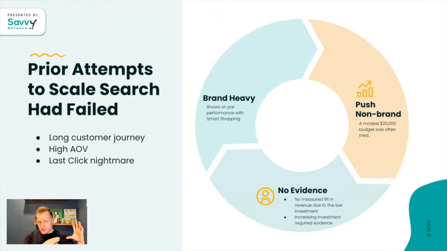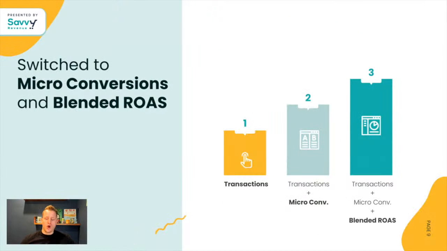No matter what we've said, and this is important, no matter what attribution model we've set in Google Ads, if we're importing from Google Analytics, then it doesn't use an attribution model across the different channels. It's only inside of the Google channel that it uses any sort of attribution model. So this was an issue. So what we did was switch to micro-conversions and use the blended ROAS to verify whether or not those micro-conversions were worth it.